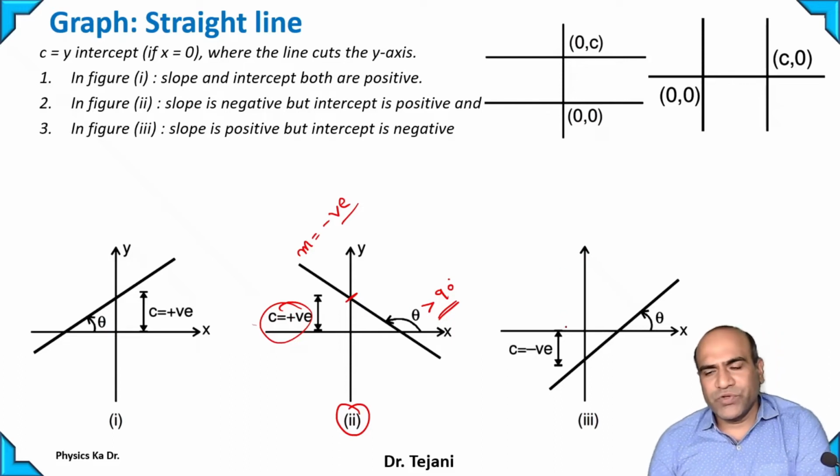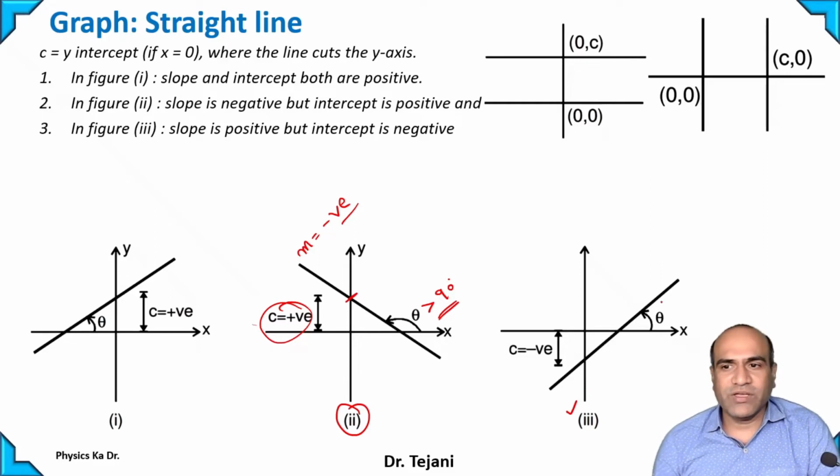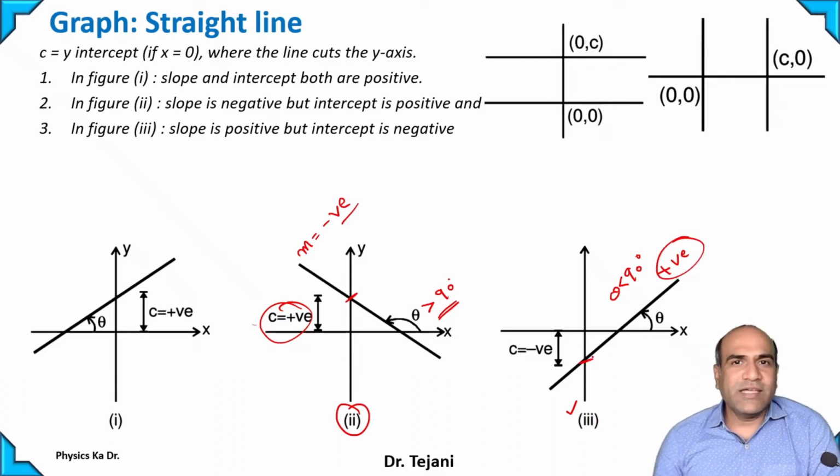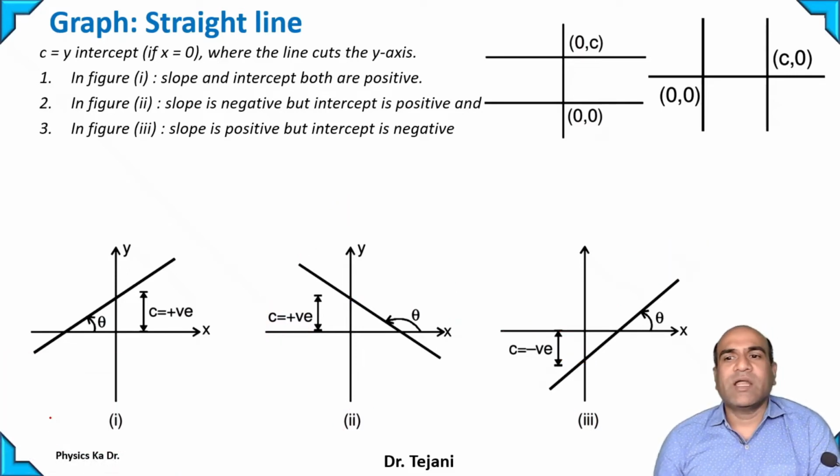In figure number three, we have to draw this line, and the angle should be with the x-axis, and we have to go in the direction of counterclockwise. So of course, this angle is less than 90 degrees. Theta is less than 90 degrees, so slope is positive. And the C intercept, this is the y-intercept. It is below the x-axis, so C becomes negative. So for C, these options are possible.